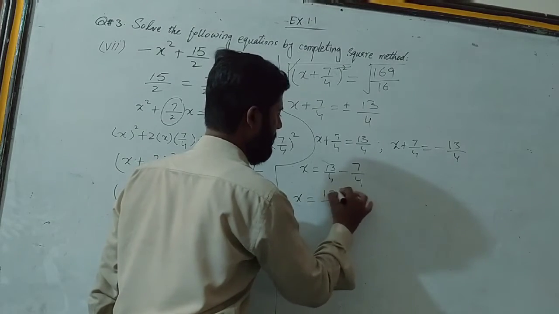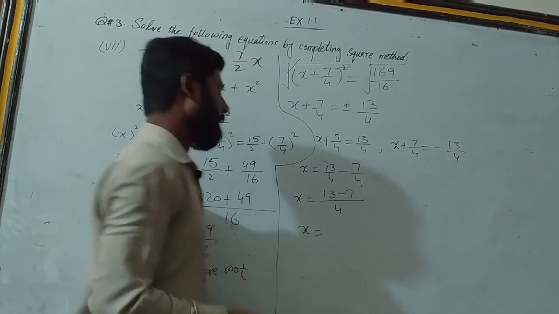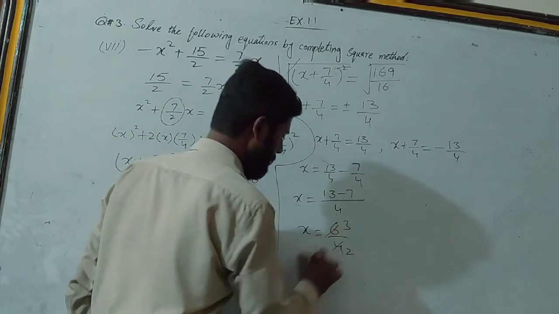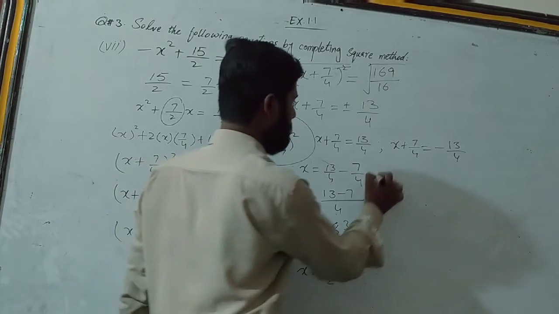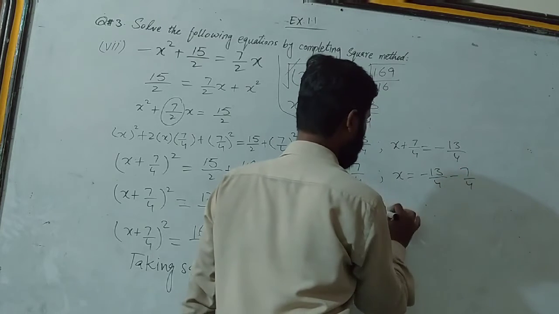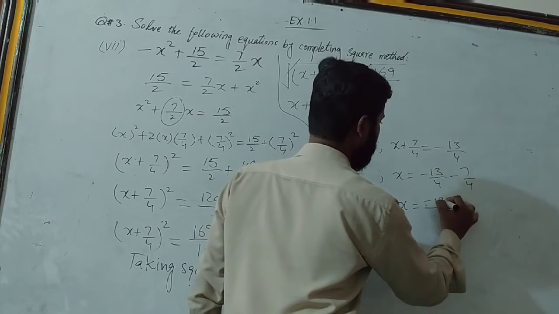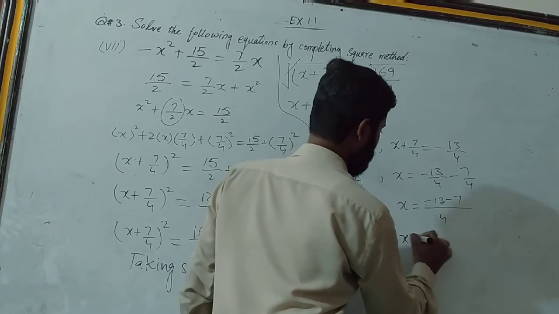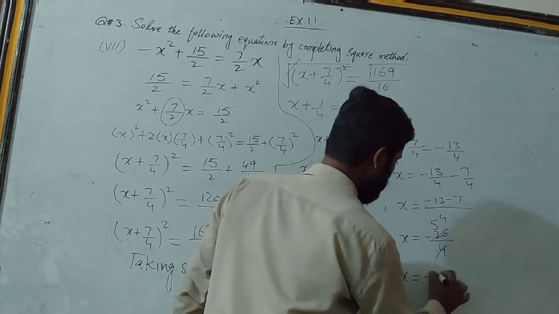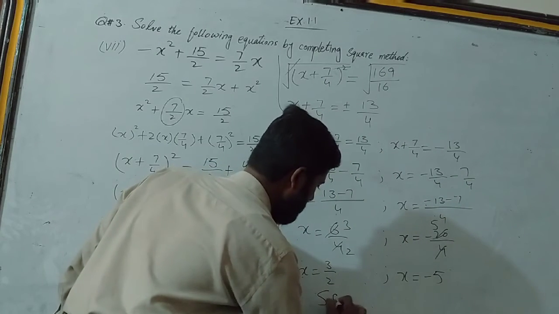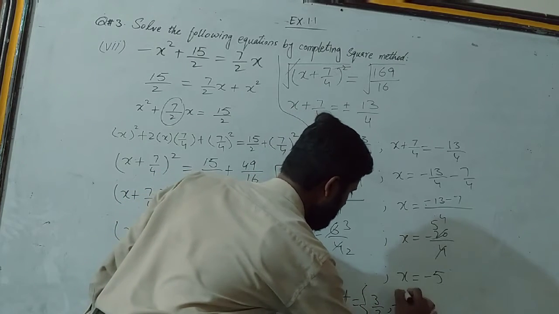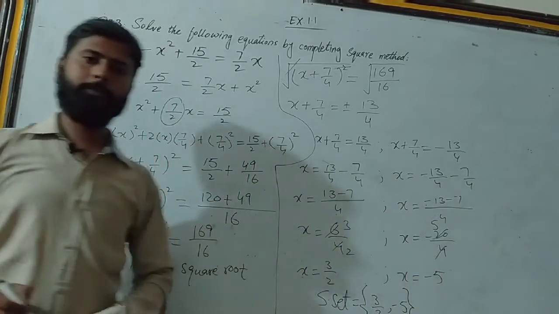Here it will be 4 as the LCM, 13 minus 7, so the answer is 6 over 4. 2 2s are 4, 2 3s are 6, so x is equal to 3 by 2. And here x is equal to minus 13 by 4 and minus 7 by 4, so 4 is the LCM, minus 13 minus 7, so it will be minus 20 by 4. 4 5s are 20, so x is equal to minus 5. This means our solution set contains two terms, 3 by 2 and minus 5, which is our answer.